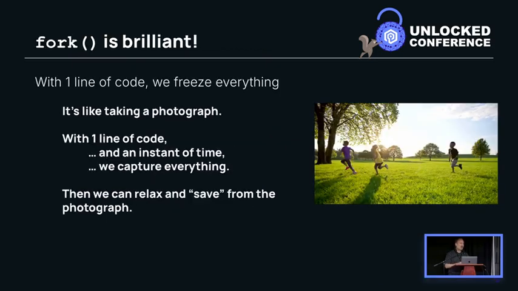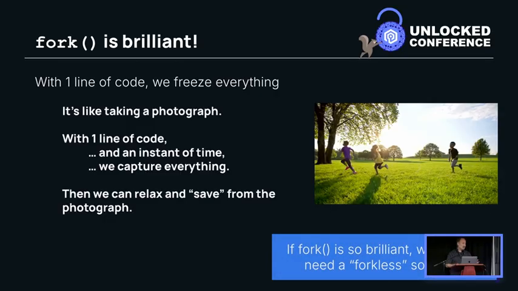So fork. Fork is really brilliant. It's been around in Linux forever. What fork does is with a single line of code, it takes a snapshot of a process. It's like a photograph of the process exactly as it existed at a moment in time. And it only takes one line of code and just an instant of time to do that, and we capture everything. And the way our bgsave works is after we've done this fork, then we can take our time and do the save, and we're just saving from that snapshot. So if fork is so brilliant, why do we need a forkless solution?